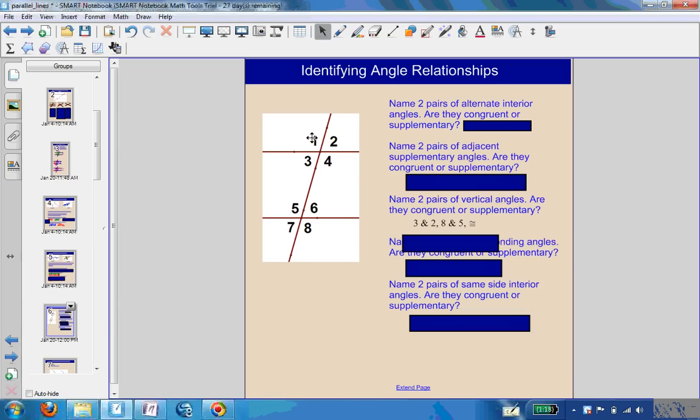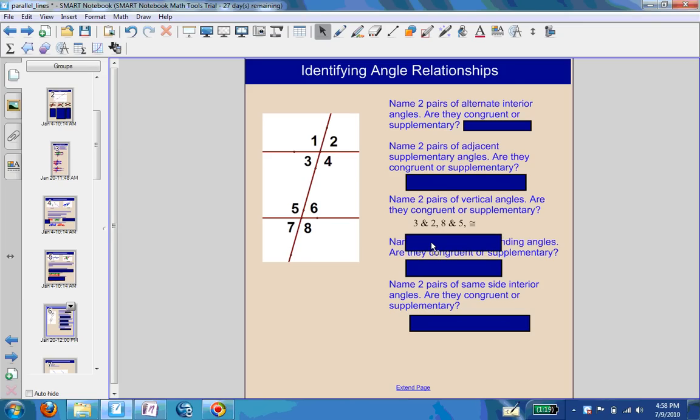So 3 and 2, 1 and 4, 8 and 5, and 6 and 7 are all examples of vertical angles that are congruent. Two pairs of corresponding angles, and are they congruent or supplementary? Well, we know that corresponding angles means they're in the same place on each parallel line, so it means they're the same angle, which means they're going to be congruent. So angles 1 and 5 are corresponding, 3 and 7 are corresponding, 2 and 6 are corresponding, and 4 and 8 are corresponding. The ones I chose were 3 and 2 and 8 and 5, and they're congruent.